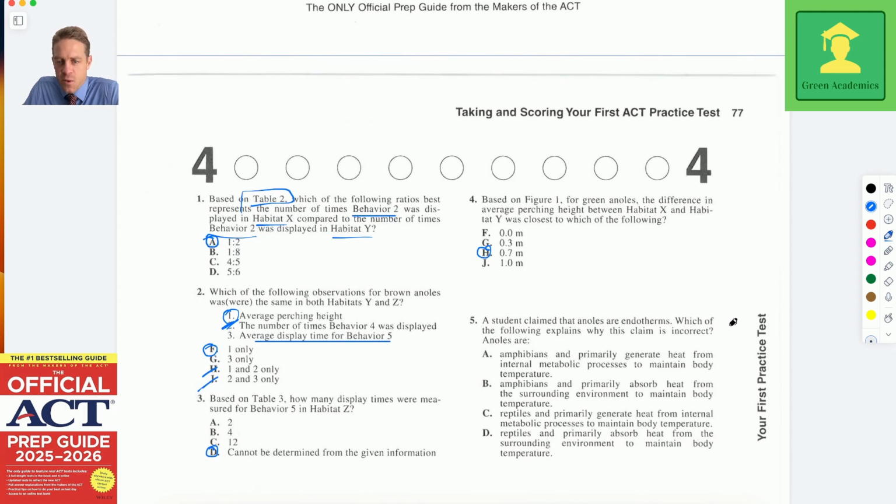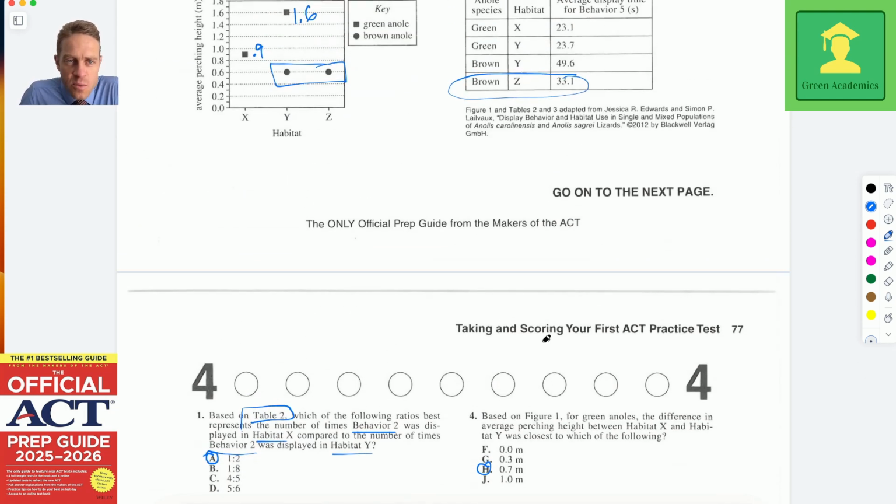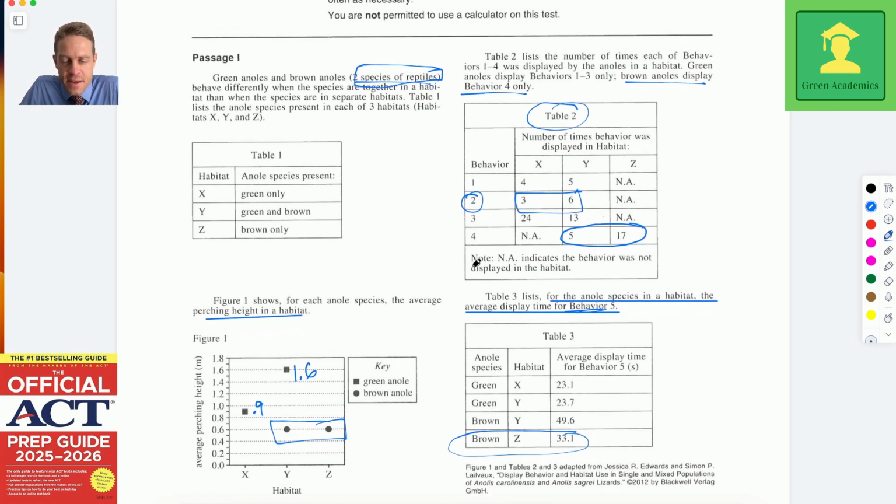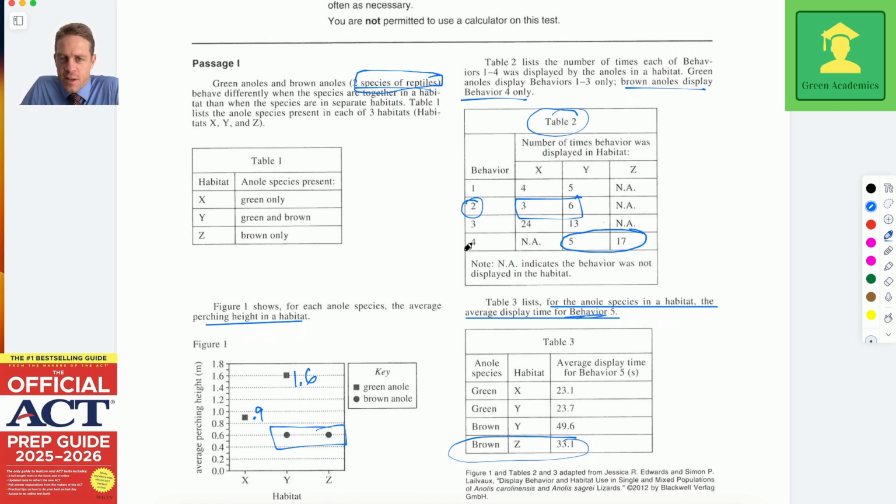A student claimed that anoles are endotherms. Which of the following explains why this claim is incorrect? So I don't believe it mentions the word endotherm. What does it tell you here? 2 species of reptile behave differently when species are... Yeah, but it doesn't say anything about endotherms or regulation of body temperature.